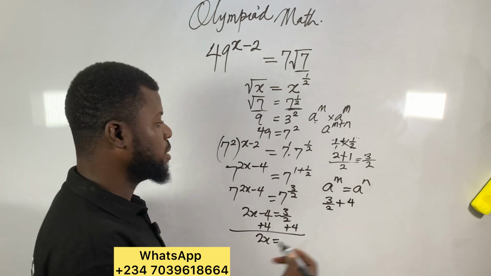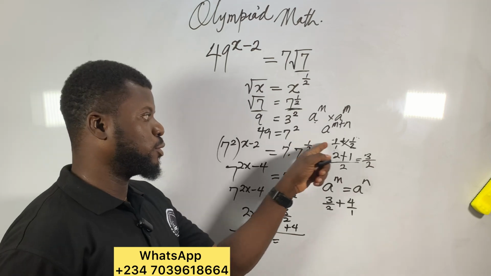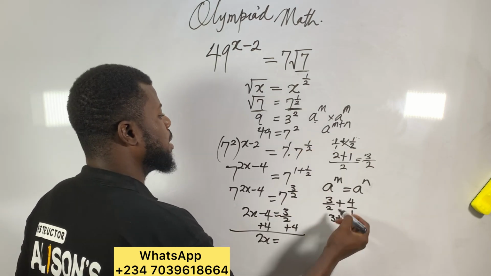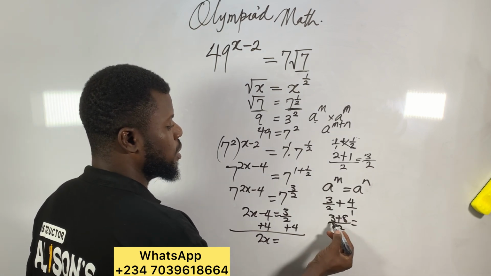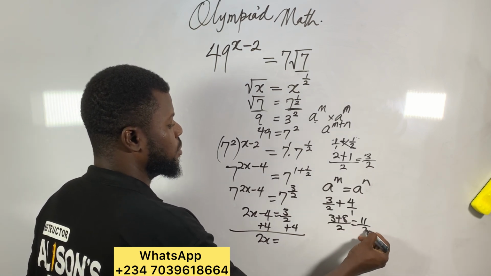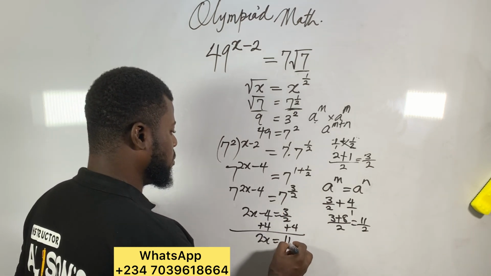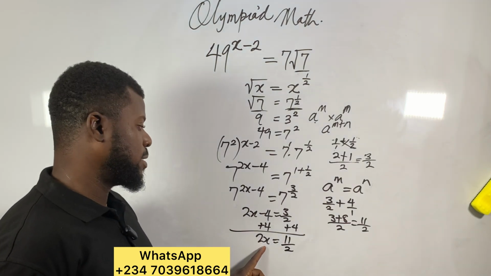How do I solve this one? I can make this 4 over 1, because 4 divided by 1 is still 4. So I will use that shortcut. 1 times 3 is 3, plus 2 times 4 is 8, over 2 times 1 is 2. So 3 plus 8 is 11 over 2. So yeah, 3 over 2 plus 4 is 11 over 2. Remember now, x is what we want to find.